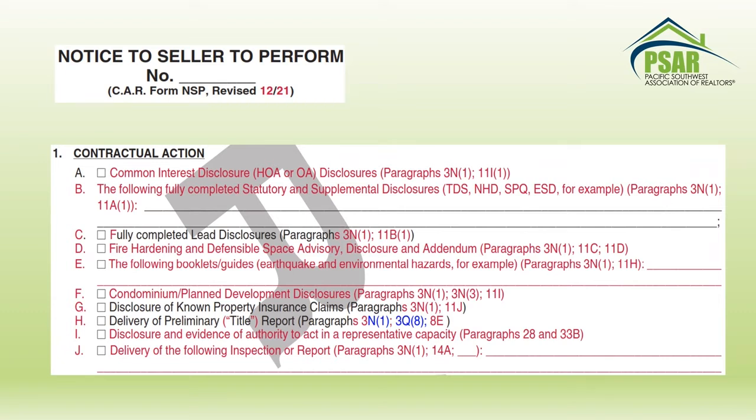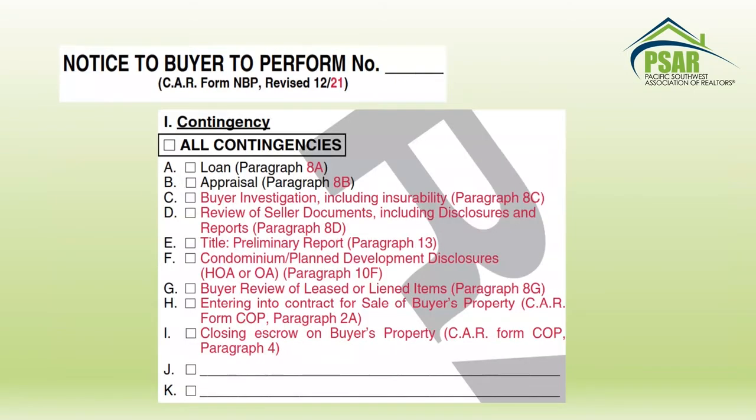So if they haven't provided any of these things, here's what we use to say, nudge, nudge, we need this stuff so that we can move forward. And it's not side by side like the notice to buyer to perform, because we don't have nearly as much. Everything in our seller is our contractual action. Now, our notice to buyer to perform, well, that's a whole lot more stuff. So we've got two things.